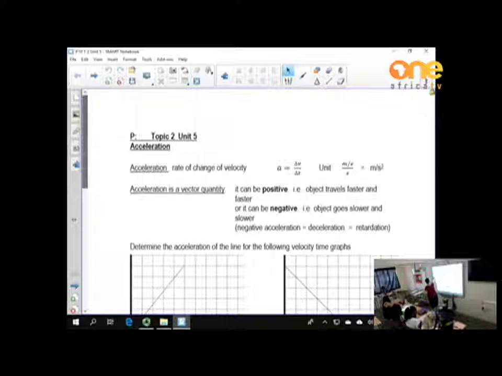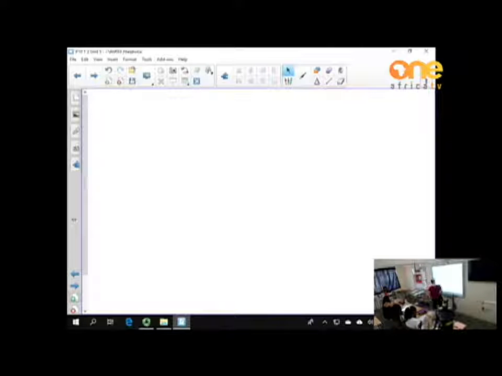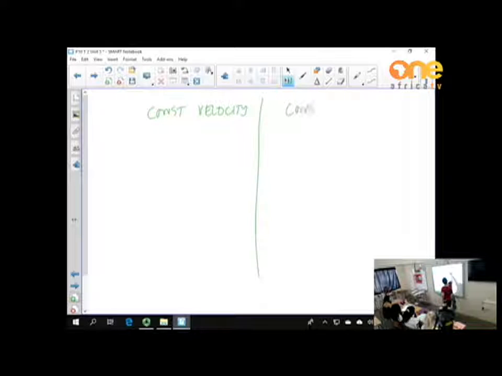Before we do any of the work as it is in the book, I quickly want to show you something. If we have constant velocity, and if we have constant acceleration, what is the difference? Let's say our constant velocity is 2 meters per second, and let's say our constant acceleration is 3 meters per second squared.